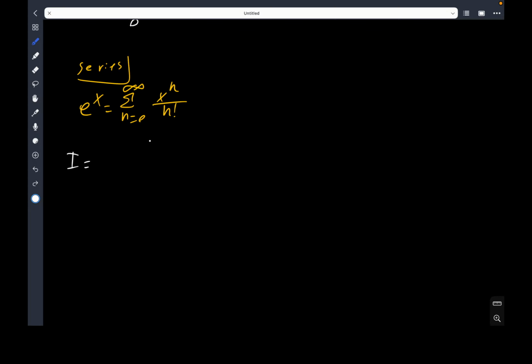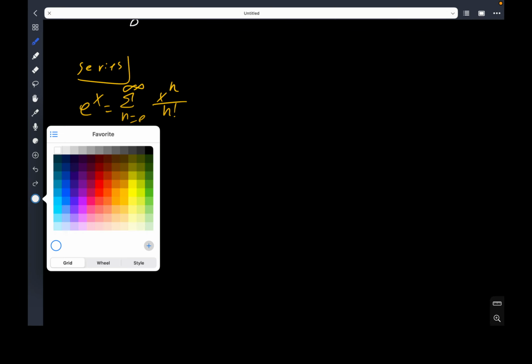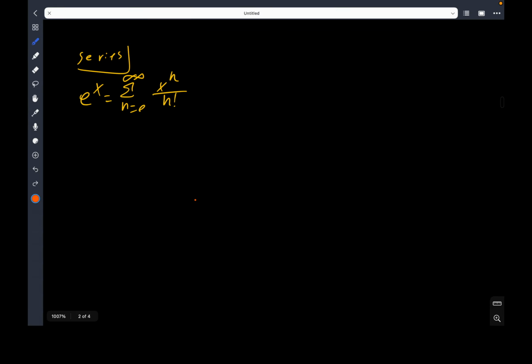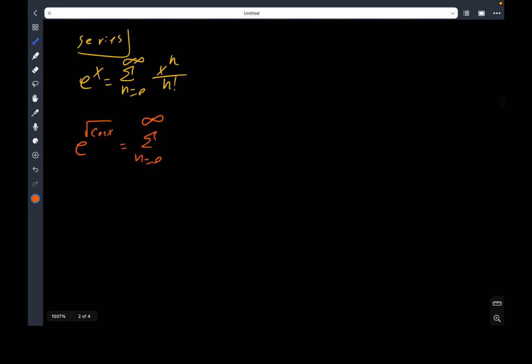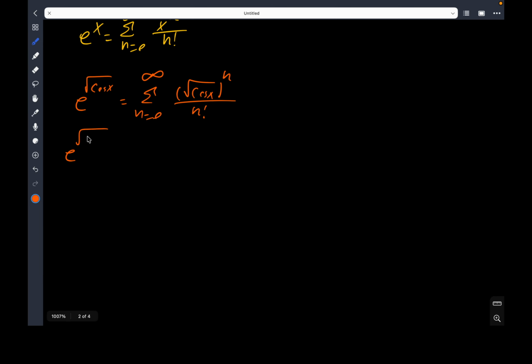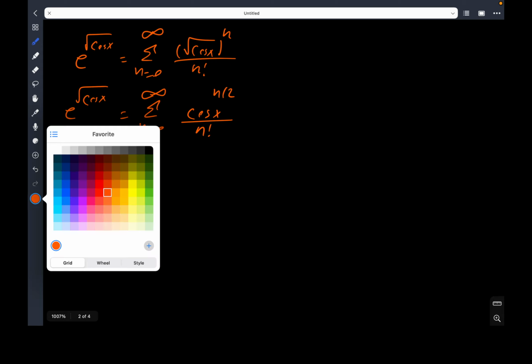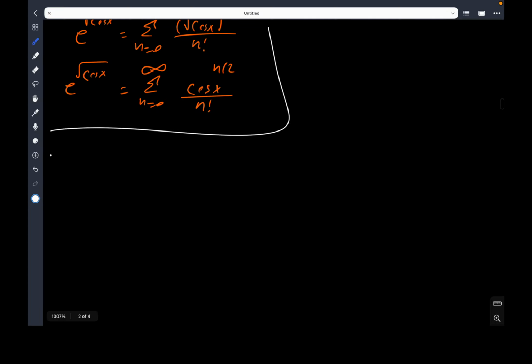First, let's plug in the square root of cosine x here. E to the square root of cosine x is the infinite sum from 0 to infinity of square root of cosine x to the n over n factorial. And that is the infinite sum from 0 to infinity of cosine x to the n over 2, over n factorial. Now I can substitute it in here.